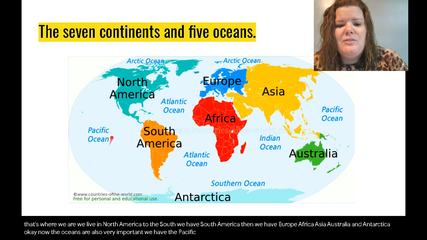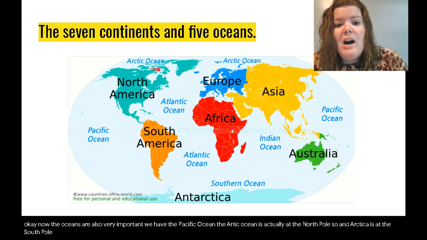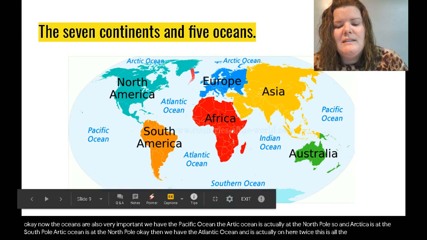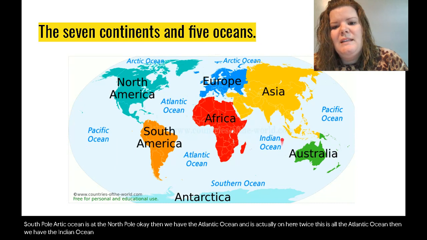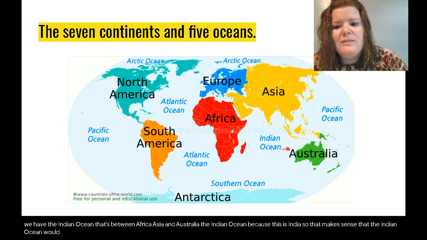Okay. Now, the oceans are also very important. We have the Pacific Ocean. The Arctic Ocean is actually at the North Pole. So, Antarctica is at the South Pole. Arctic Ocean is at the North Pole. Okay. Then we have the Atlantic Ocean, and it's actually on here twice. This is all the Atlantic Ocean. Then we have the Indian Ocean. That's between Africa, Asia, and Australia, the Indian Ocean. Because this is India, so that makes sense that the Indian Ocean would be close.